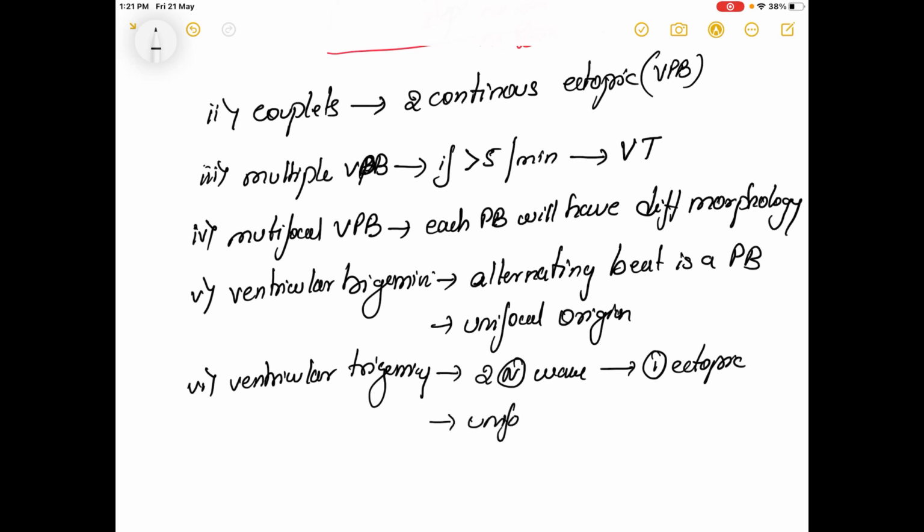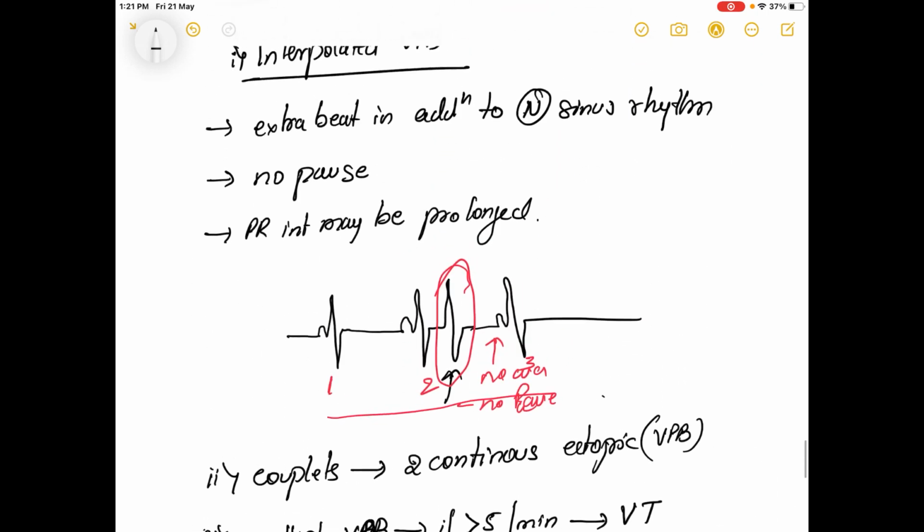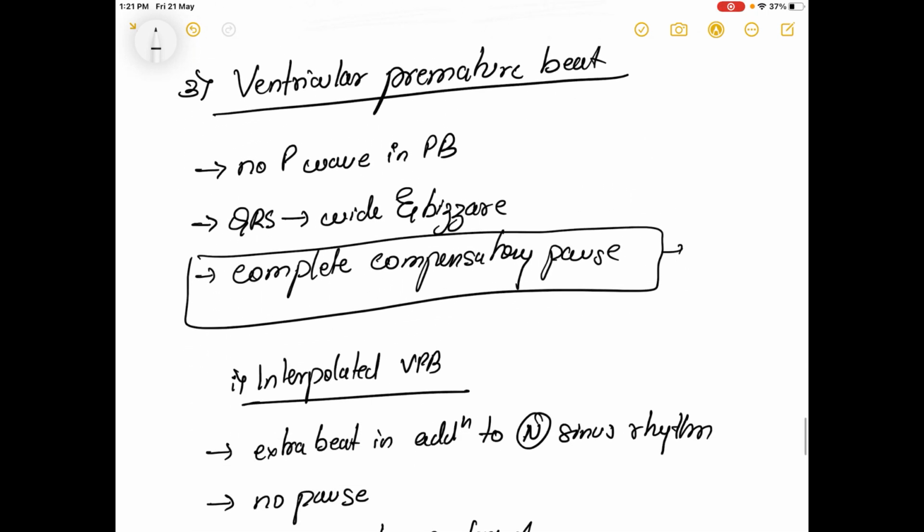Ventricular trigeminy is also unifocal in origin. So again, ventricular trigeminy cannot be called a multifocal premature beat. So this is about ventricular premature beat, where there is no P wave in the premature beat. The QRS complex is wide and bizarre with a complete compensatory pause.